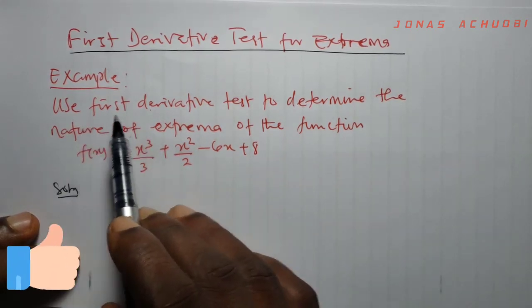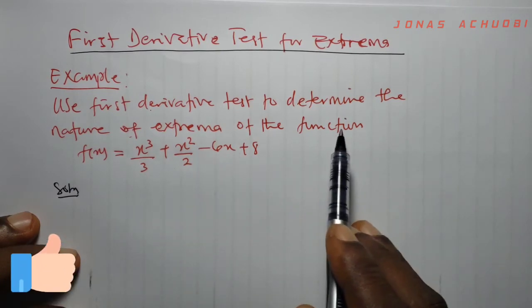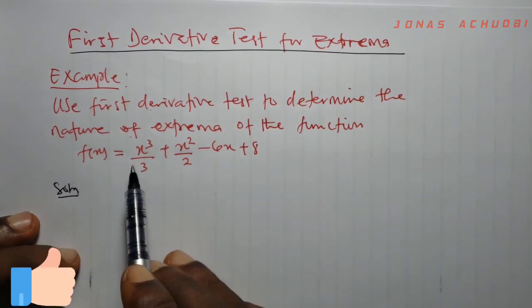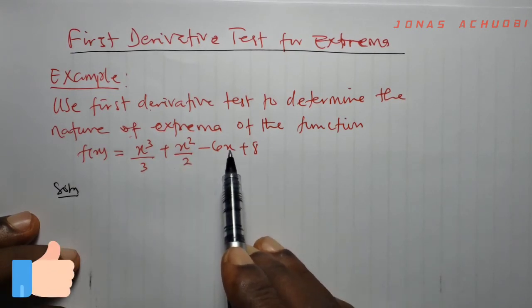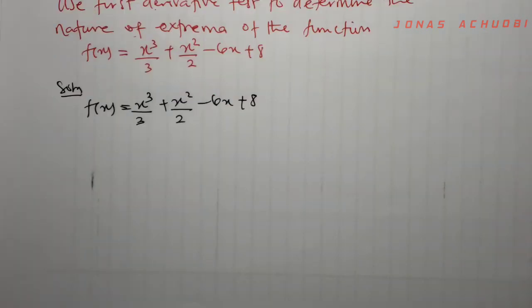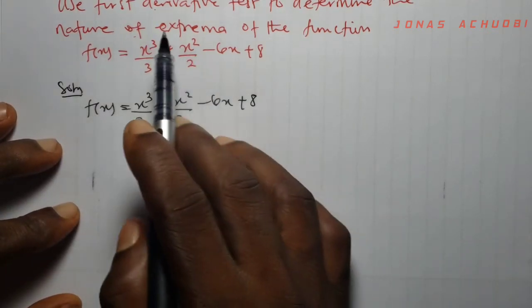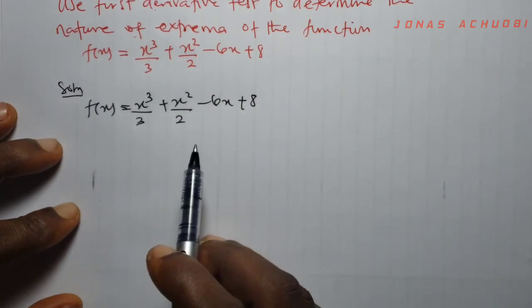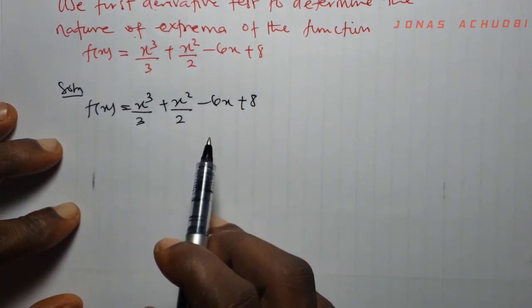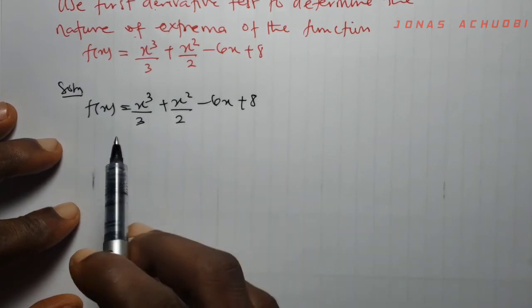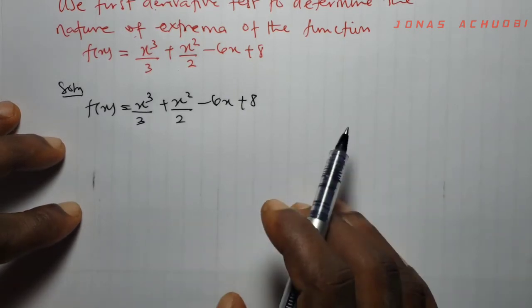Example: use the first derivative test to determine the nature of extrema of the function f of x equal to x cubed over 3 plus x squared over 2 minus 6x plus 8. So the first thing we must do is to find what? The critical points of the function. After finding the critical points, we'll check if they are a minimum, a maximum, or a point of inflection.